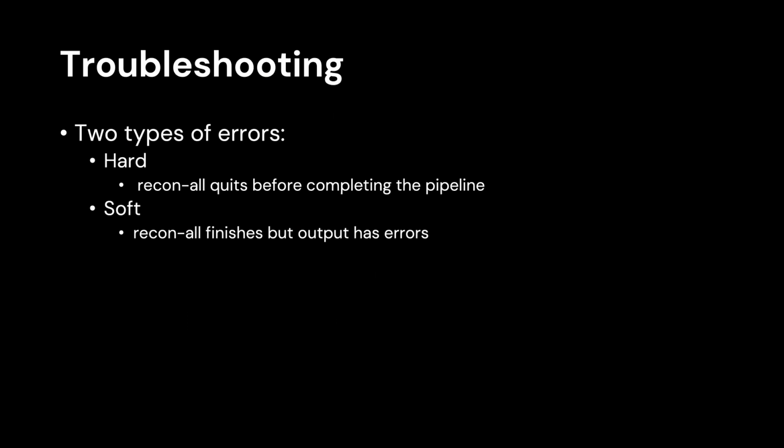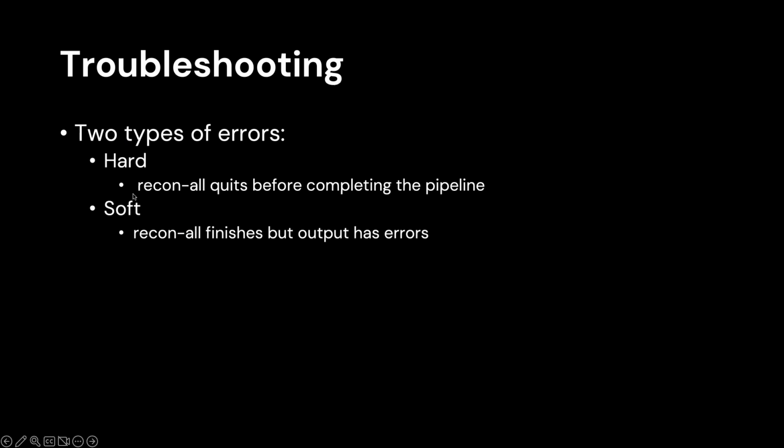First of all, is it a hard or a soft error? A hard error is basically when recon-all quits before completing the pipeline, and your terminal will say recon-all finished with errors. The soft errors, on the contrary, happen when recon-all finished without errors. It just says it finished without errors, but you open your image and there's a bunch of errors and mistakes that you need to correct. So that's the first question that you need to ask yourself. Is this a hard error or a soft error?